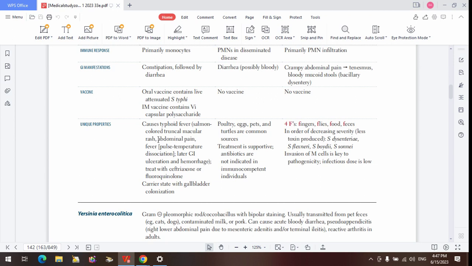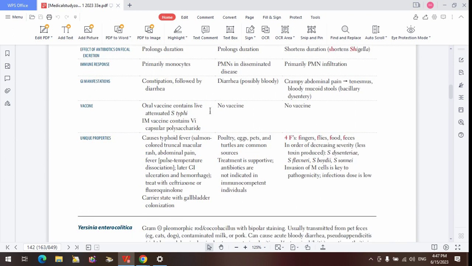Doctor, since you said that antibiotics cause increased colonization, like it prolongs their stay. Yeah, that's why I said short course.